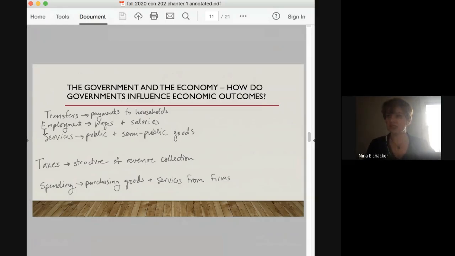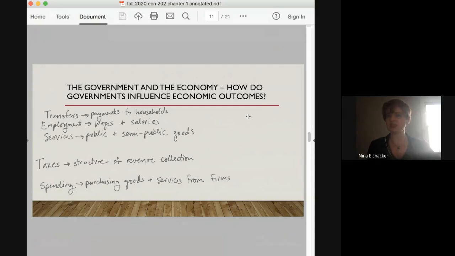We might also think about services that governments provide. We might think about public goods like defense and semi-public goods like education, which you perhaps learned about in Econ 201 or Intro Micro, as another way that the government shapes the systems in which the economy functions. When a government pays to improve the roads and reduces the potential wear and tear on your car, that is an implicit, indirect way in which the government is shaping economic outcomes. We also think about the government in terms of taxes, in terms of the structure of revenue collection.